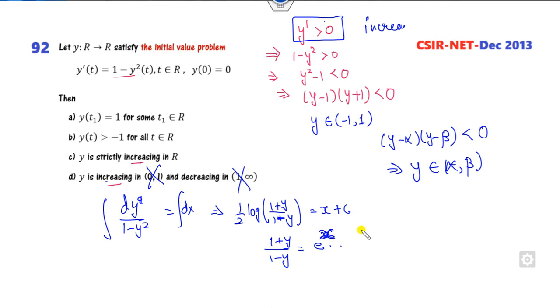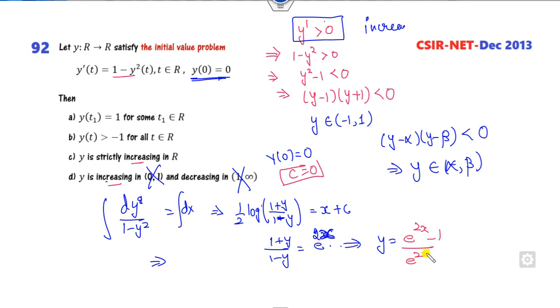So how can you solve them? Can you find the value of y from here? So what is the value of y from here? Y will be... C you can easily find. What is y of 0? Y of 0 is 0. Log 1 is 0, so c will be 0. So y will be (e raised to power 2x minus 1) over (e raised to power 2x plus 1). This is my solution.